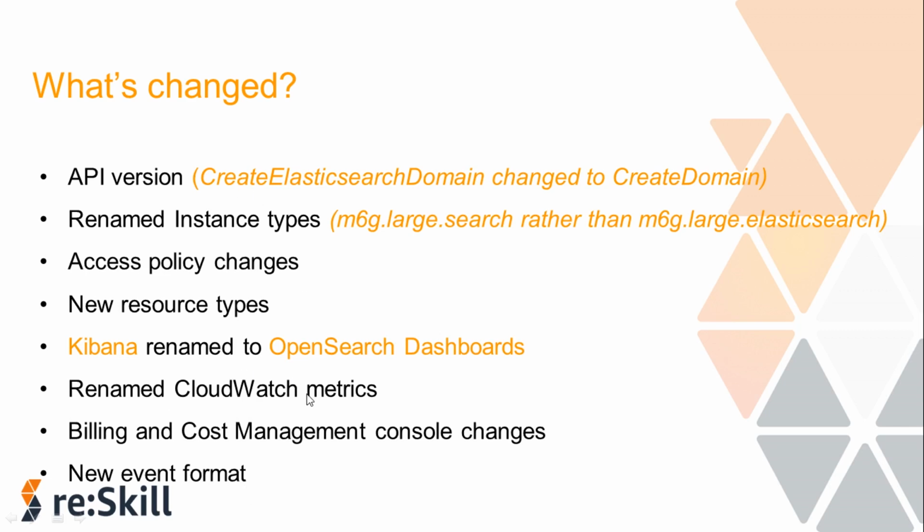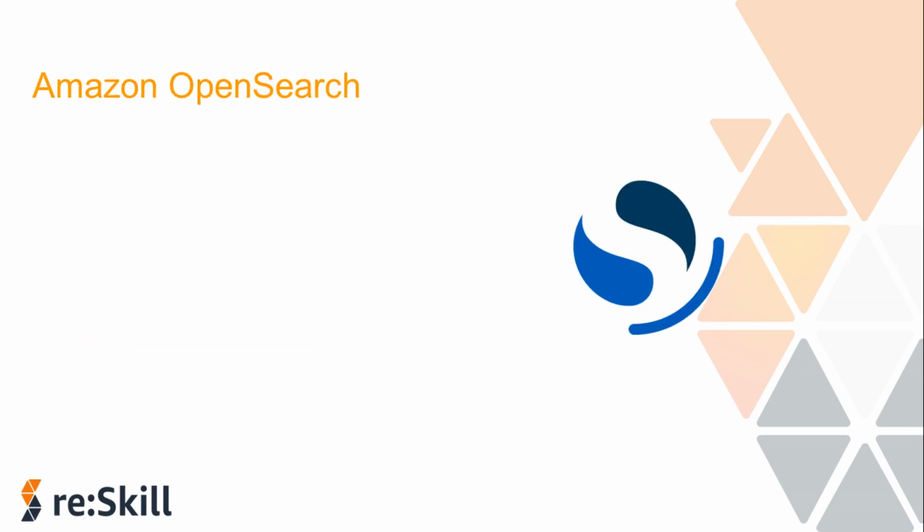So these are some changes that have been made after the rename has happened. Apart from these changes, there are some features and functionality which will continue to remain the same, such as the service principal, which is es.amazon.com, some domain ARNs and domain endpoints, and also the CloudWatch namespaces will stay the same, and also the Kibana rules in the OpenSearch dashboards. Now let's move to discuss a little bit more about Amazon OpenSearch.